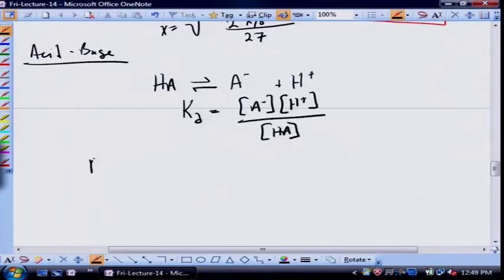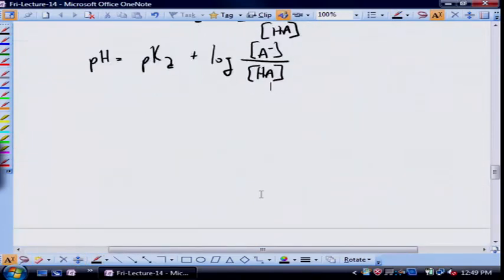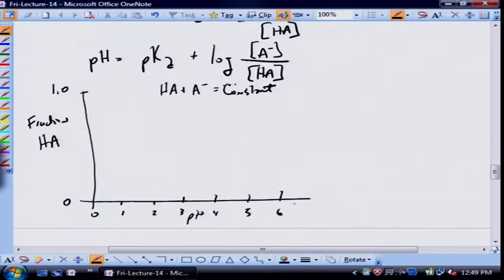And another way of writing this out, and I'm not going to go through all the algebra to get to this, is we can write out the Henderson-Hasselbalch equation, which is a very useful form. You can plot then the concentration. Let's say we're going to do a graph here, and on this axis we'll plot the fraction of the acid in the protonated form. So fraction can go from 0 to 1, because remember that HA plus A minus is going to be some constant, okay? And if we plotted this versus pH, and let's imagine our pKa here is something around 5.